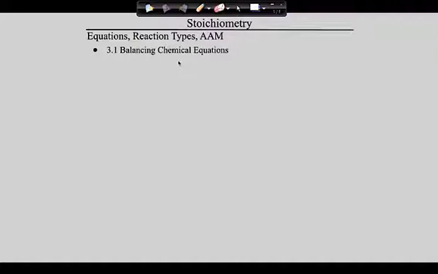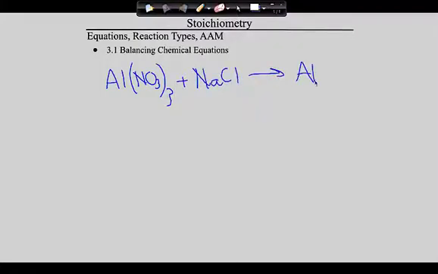So guys, one of the hints that I gave you was balance polyatomics intact if you can. So the idea is, if you had something like aluminum nitrate plus sodium chloride, and your products are aluminum chloride and sodium nitrate.